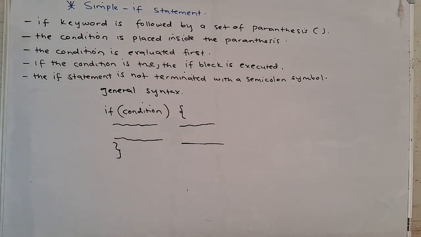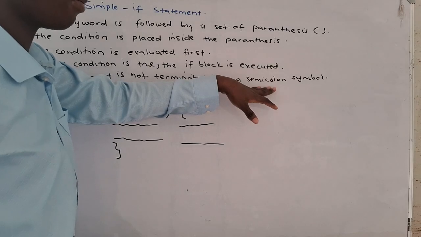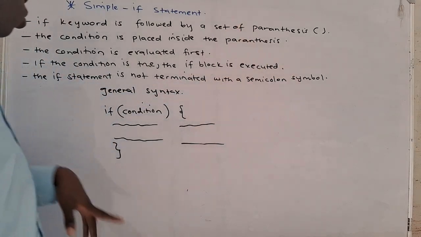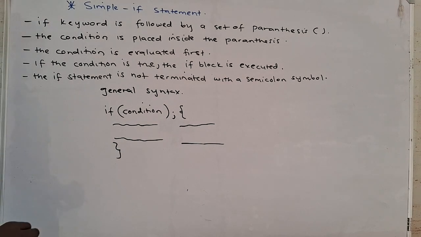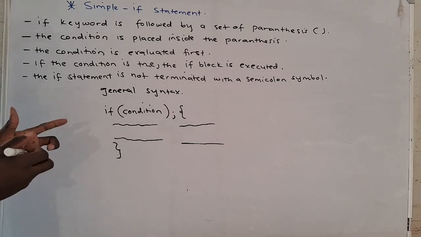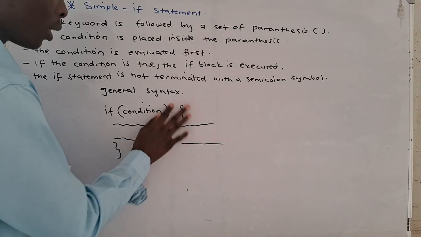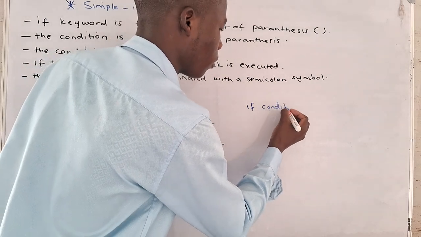Let's move on to the next point. The if statement is not terminated with a semicolon symbol. What is the meaning of this statement? Remember, whenever you are writing statements in C programming, many statements we are going to terminate using the semicolon symbol. So this if statement is not terminated by a semicolon symbol. You are not supposed to write this semicolon symbol. But what will happen? Let's say you have written a program, an if condition.